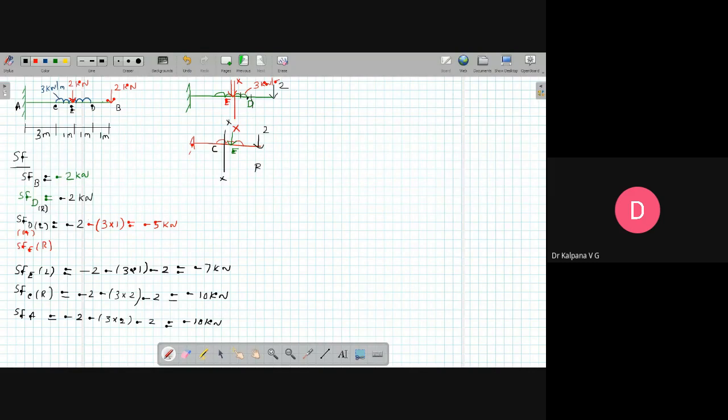Next is bending moment. Moment at B, obviously it is 0, since it is a free end. Moment at D, which is 2 into 1, again it's a hogging moment, 2 into 1, minus 2 kilonewton meter, and moment at E, minus 2 into 2, and then minus, can anyone? 3 into 1 into 1 by 2.